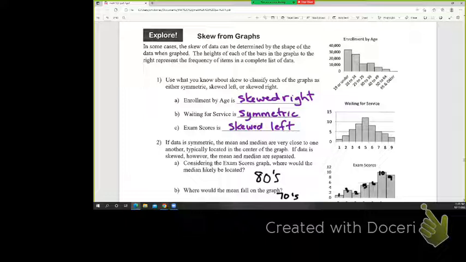And it's not easy to see exactly where it would be, but if it's skewed left, if most of my stuff is to the right, but I've got a few things down here, then it's going to pull it down. So it would probably pull it down into the 70s.